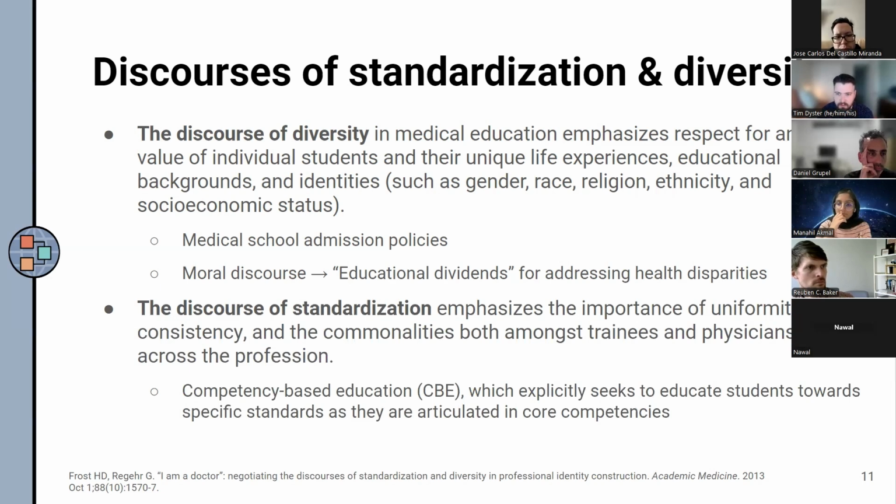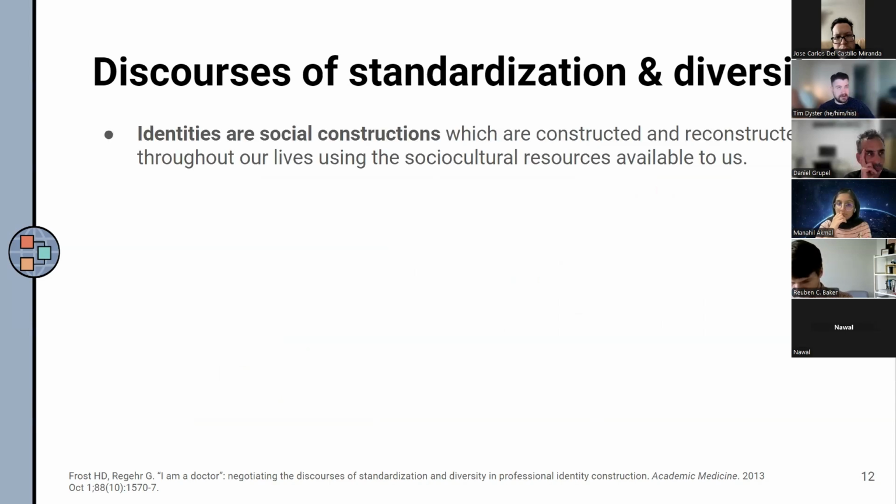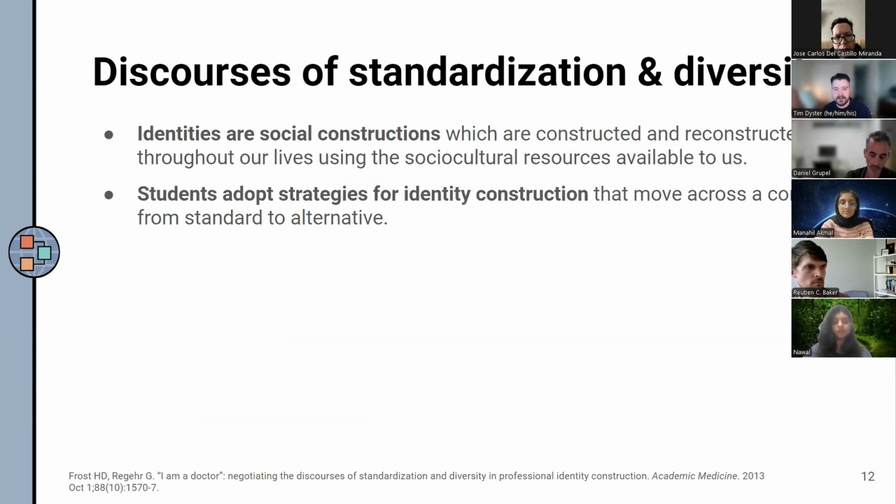So this is laying the groundwork for something exciting, a paper from about a year ago. This paper goes on to harken us back to that time that we talked about social constructionism, but now using it as a way to think about identity formation. And it reminds us that social constructionists would say identities are constructed and reconstructed throughout our lives using sociocultural resources that are available to us in our environments, and that students can adopt a variety of strategies for doing this identity construction work. And these strategies move across a continuum from constructing a standard identity to constructing an alternative identity.